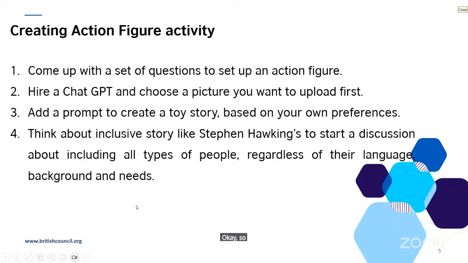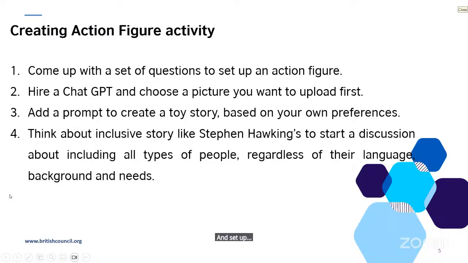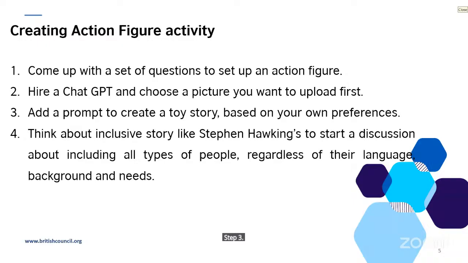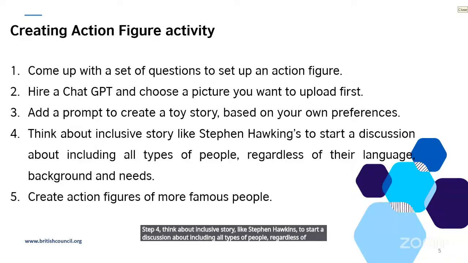Okay, so creating an action figure activity, here are 5 simple steps. Step 1, come up with a set of questions and set up an action figure and choose a picture you want to upload first. Step 3, add a prompt to create a story based on your own preference. Step 4, think about inclusive stories like Stephen Hawking to start a discussion about including all types of people regardless of their language and background and also their needs. Step 5, create an action figure of more famous people.